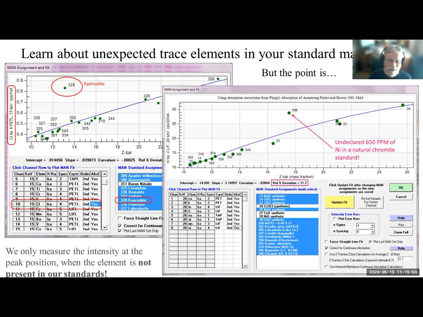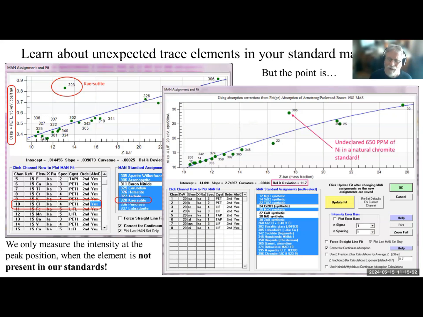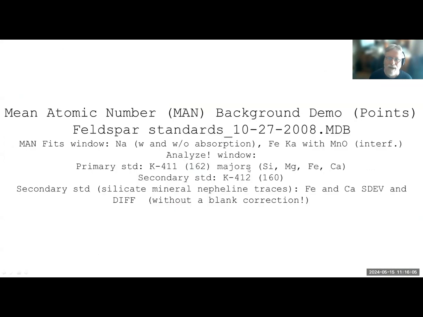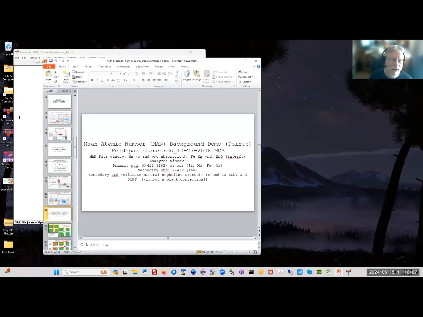So the point is simply that because we're measuring only at the peak position, when that element is thought not to be present, we can actually get a very good handle on the continuum intensities as a function of average atomic number, which is the x-axis here. Okay, so let me give you a demo of that.